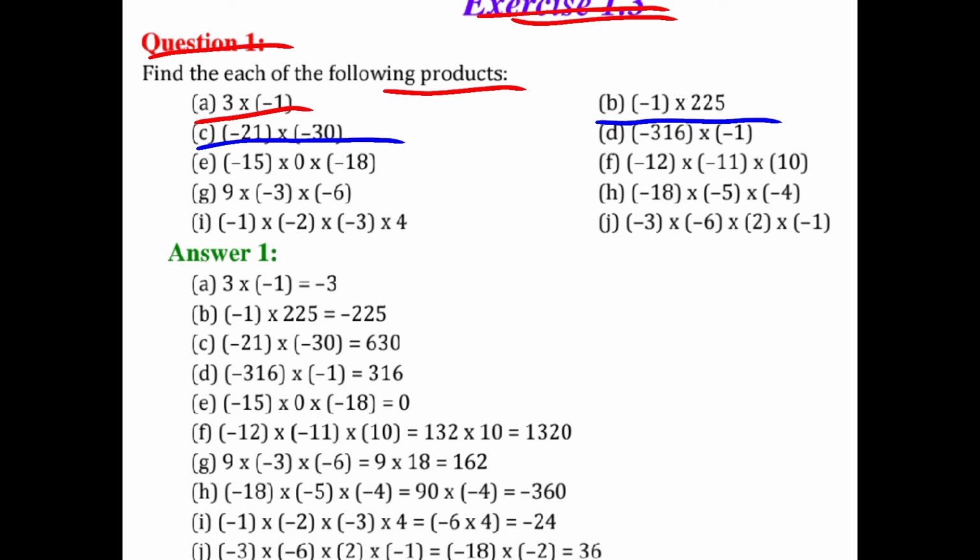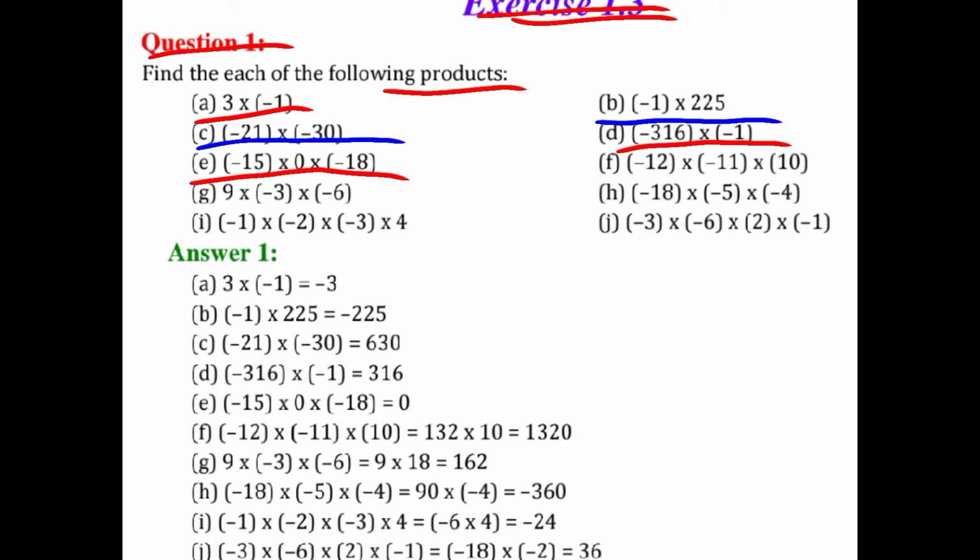Now there is another part, negative 316 multiplied by minus 1. So you must try this yourself. And then there is the E part, minus 15 into 0 into negative 18.